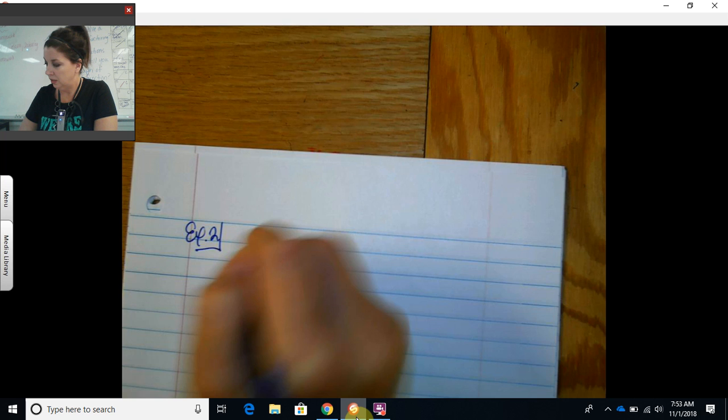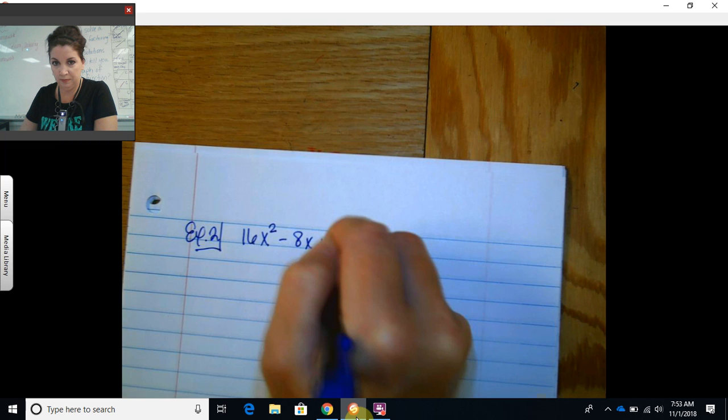Which leads me to my next example. Well, I'm going to do the same example, but I'm going to show you the shortcut. I'm going to call it example 2, though. 16x squared minus 8x plus 1 equals 0.